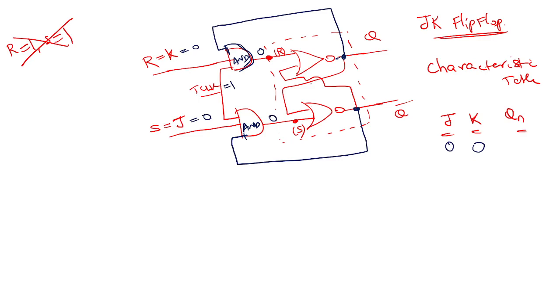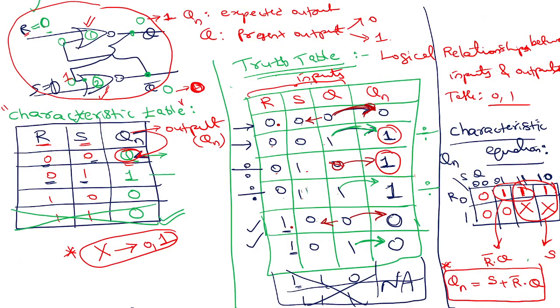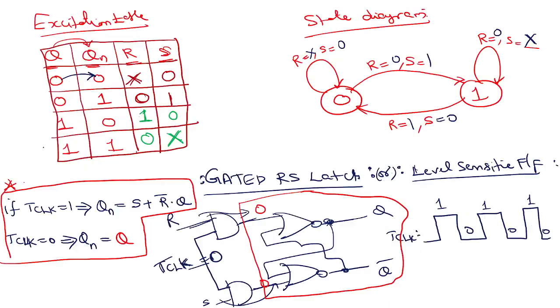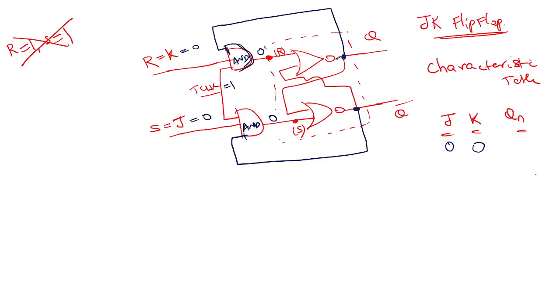What is the condition? Just go back. R equal to 0, S equal to 0. What is the condition? Same state will repeat. You don't need to think anything else. Same state will repeat because you know the internal structure already. That's all.